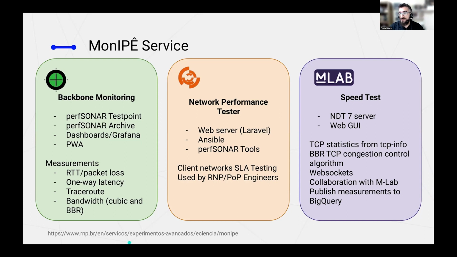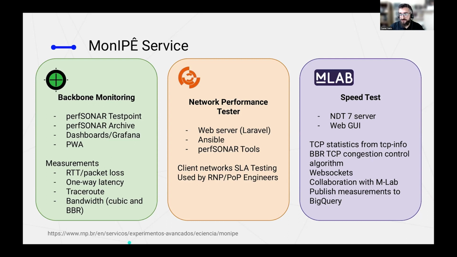And this is basically a speed test that runs in your browser and measures your connection to the POP, and it runs an NDT server, NDT version 7. This is an M-Lab tool that we are running, and it gets TCP statistics from TCP info from the kernel, and it also runs on BBR, the TCP congestion control algorithm, and it uses WebSockets.